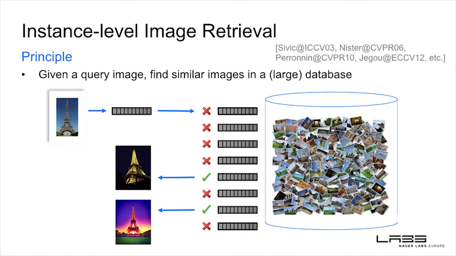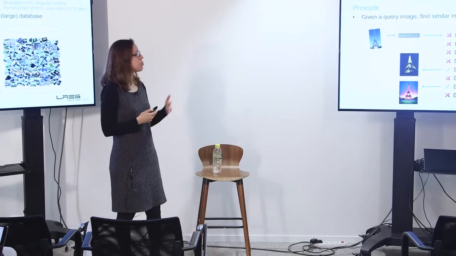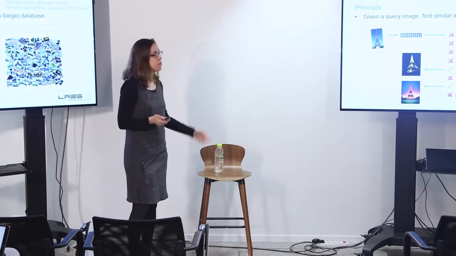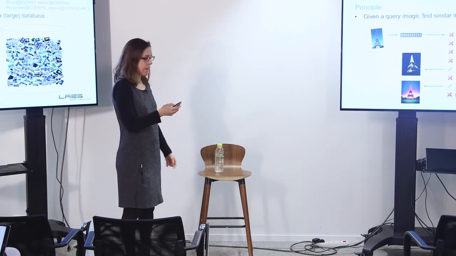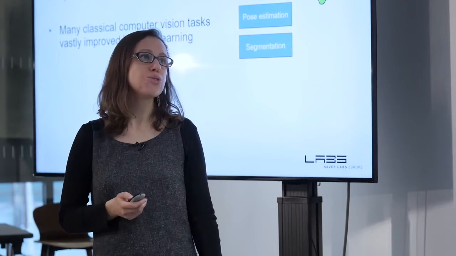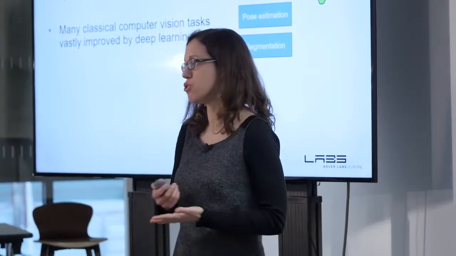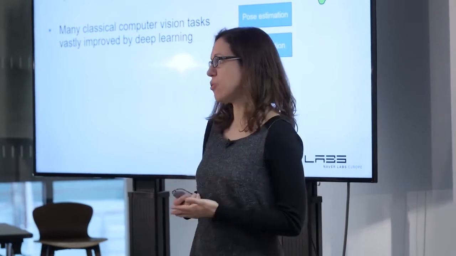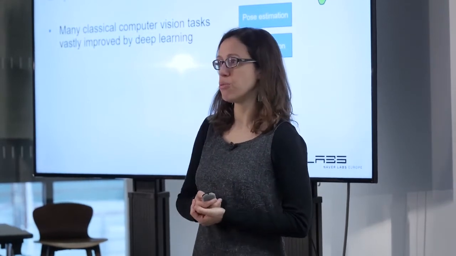We have a query that contains one main object, in this case a landmark, and we want to retrieve all the images that contain this exact same object. And for that, we are going to build an appropriate representation to do this task. So this has been studied for quite some time. And what is important to note is that when we started this work some time back, it was already after deep learning made a great impression in computer vision.